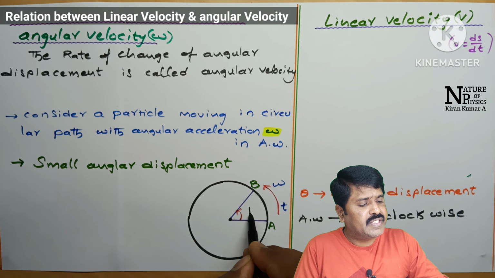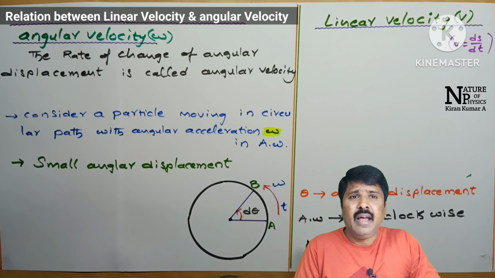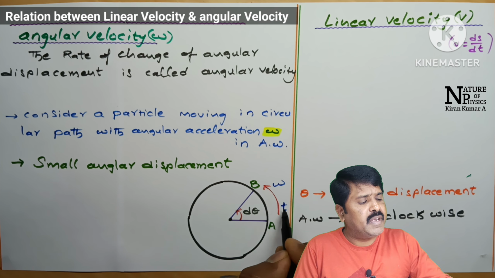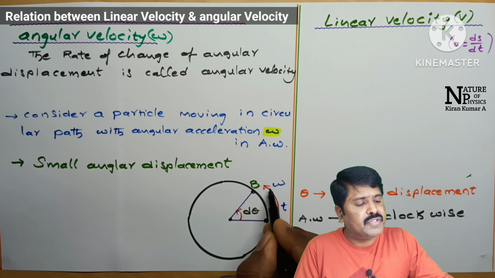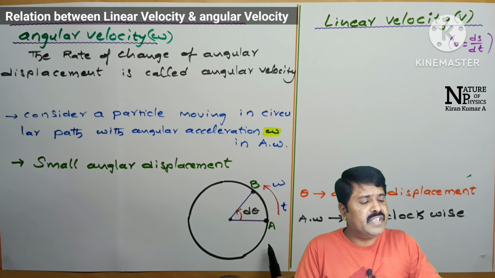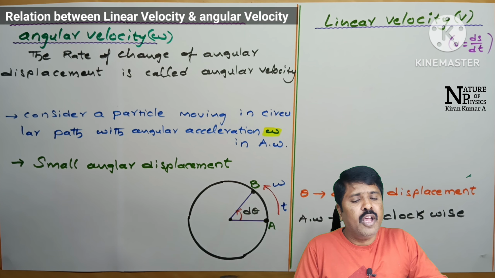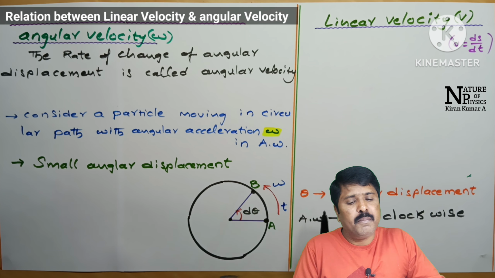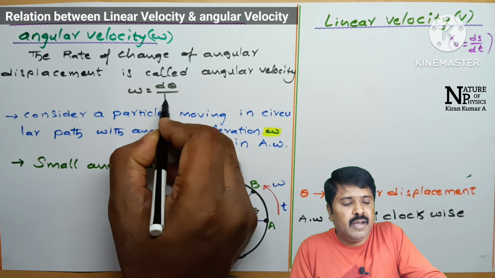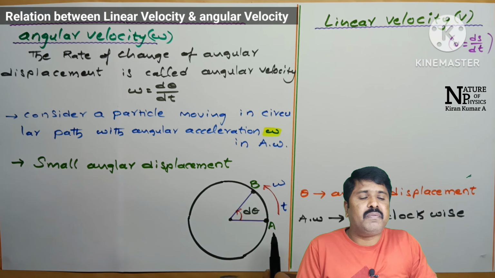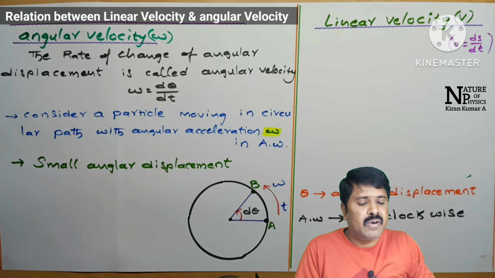See students, consider d theta is the angular displacement, time taken is t, and that particle is moving with angular velocity omega in anti-clockwise direction from A position to B position. So the angular velocity formula is omega equal to d theta divided by dt. Rate of change of angular displacement is called angular velocity.